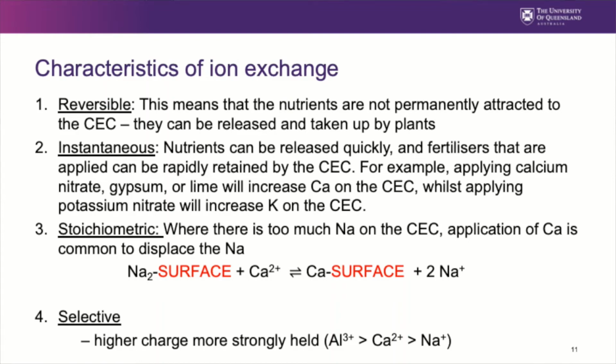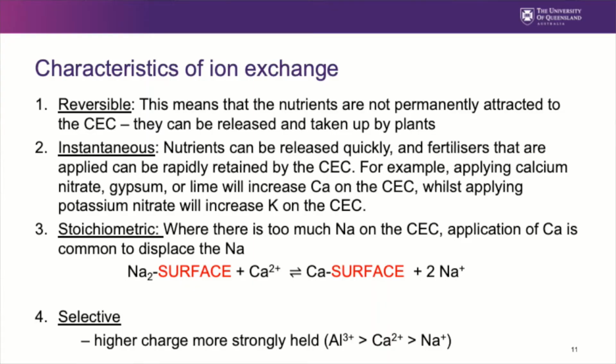So when you add a fertilizer to your soil, those cations within that fertilizer will rapidly move onto the cation exchange capacity where they're going to be held and retained within your soil. So for example, if you're wanting to increase calcium in your soil, applying cal nitrate, gypsum or lime, for example, will increase calcium in your soil, and that calcium will be retained on the cation exchange capacity. Similarly, if we apply potassium nitrate, that will increase potassium on the cation exchange capacity. So it's instantaneous. As we add fertilizers, those nutrients move on to the cation exchange capacity where they're going to be held.